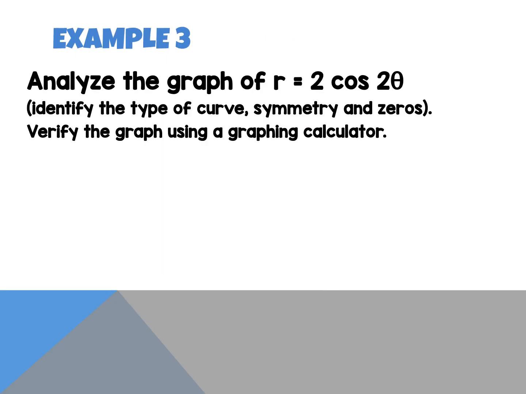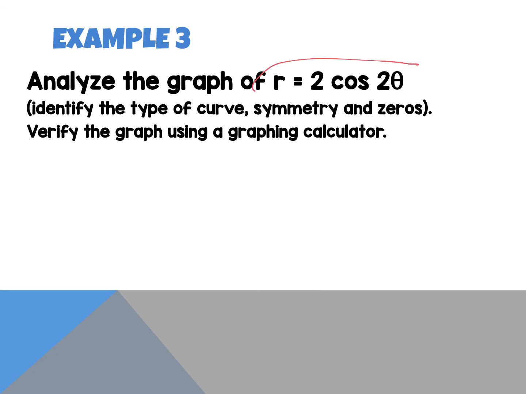All right, I'm going to skip to example 3, and then we'll finish with the lemniscates and the circles tomorrow. But I want to do a rose with you. So example 3 says analyze the graph of 4r equals 2 cosine 2 theta. Identify the type of curve, the symmetry, the zeros, and then verify the graph using a graphing calculator.